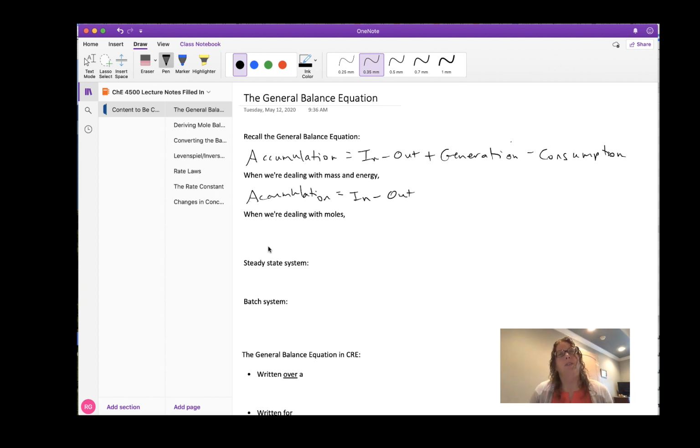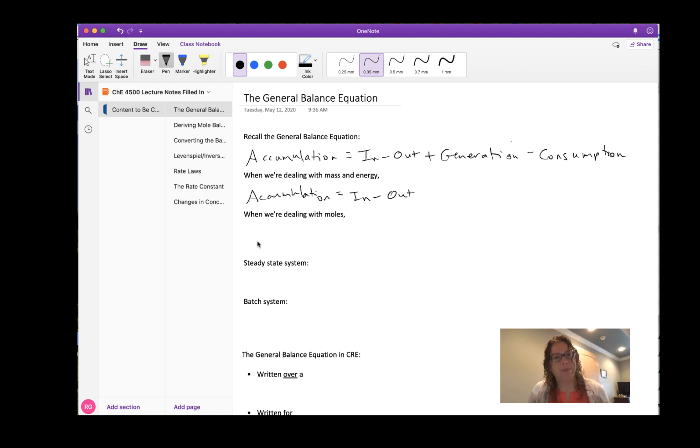Now, when we're dealing with moles, we can have generation and consumption terms. So think about a chemical reaction. Pick your favorite reaction. Many reactions have different numbers of moles on the reactant and product side. One example is carbon monoxide oxidation: 2 moles of carbon monoxide gas reacting with 1 mole of molecular oxygen gas to form 2 moles of carbon dioxide gas. On the reactant side of that reaction, there are 3 moles. On the product side, there are 2 moles. So you have 1 mole being net consumed over the course of the reaction.